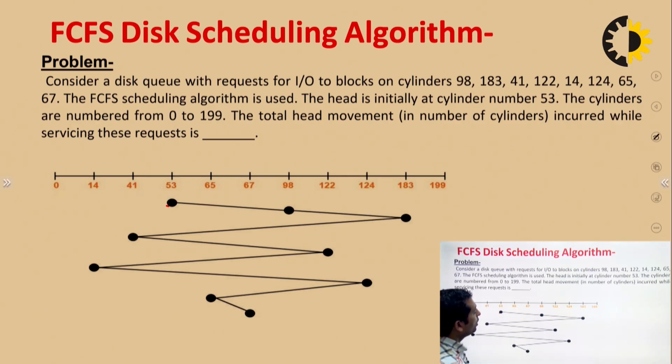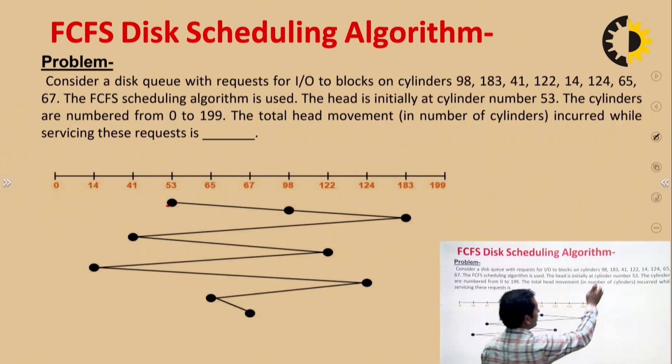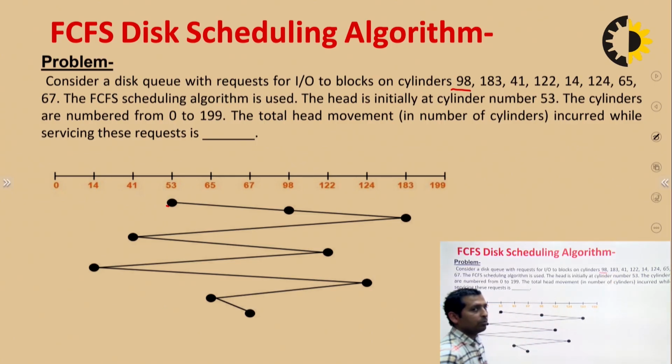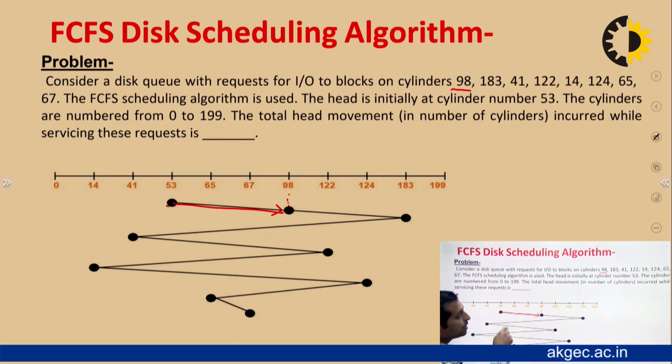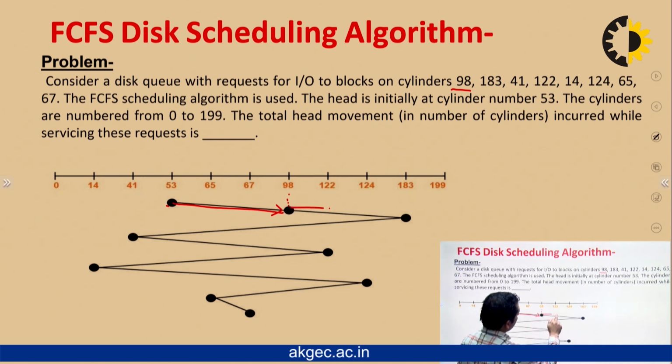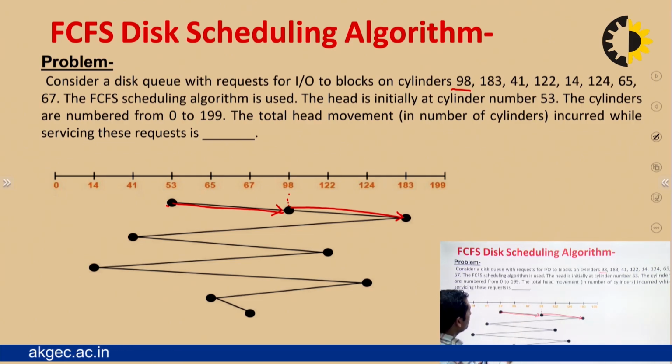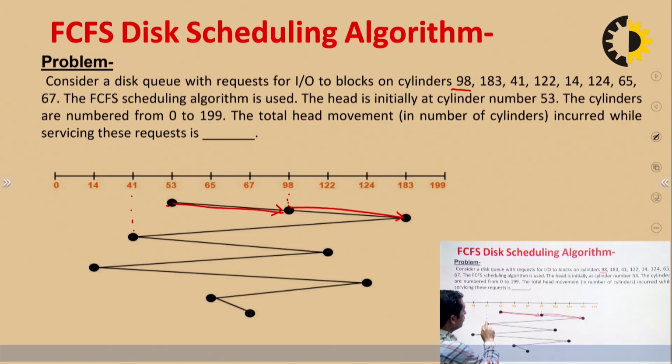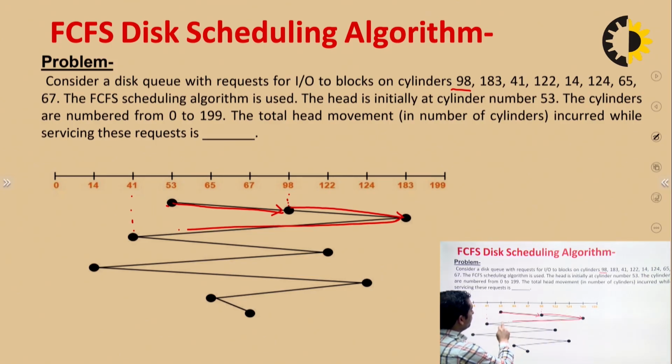Then, with the help of the FCFS algorithm, first we will serve the request for 98. So the head will move to 98, here. Now the second request is for cylinder 183, so move to 183. Now serve 41. Where is 41? This is 41, so the head will move to cylinder 41. Then 122, from here to 122.